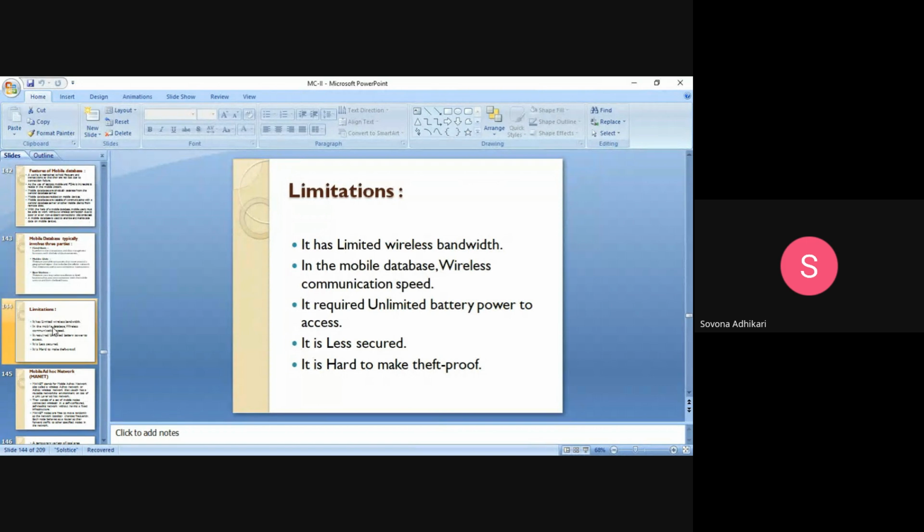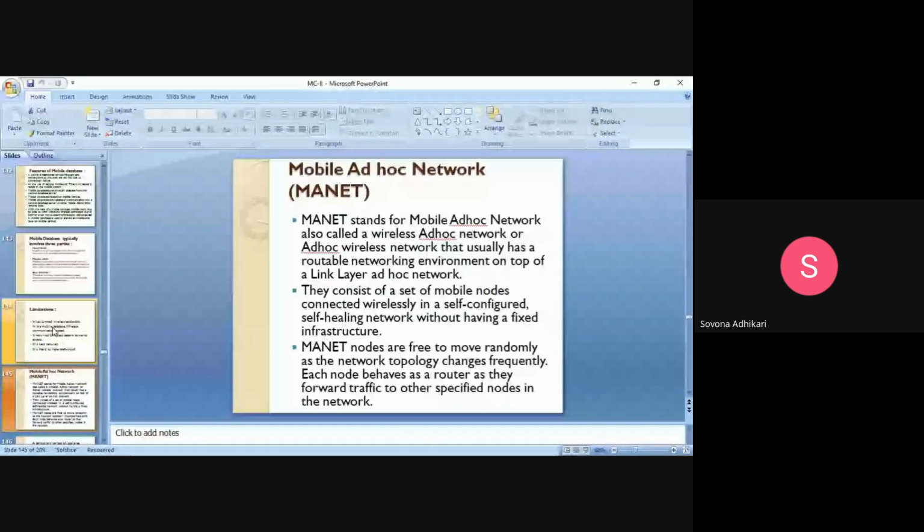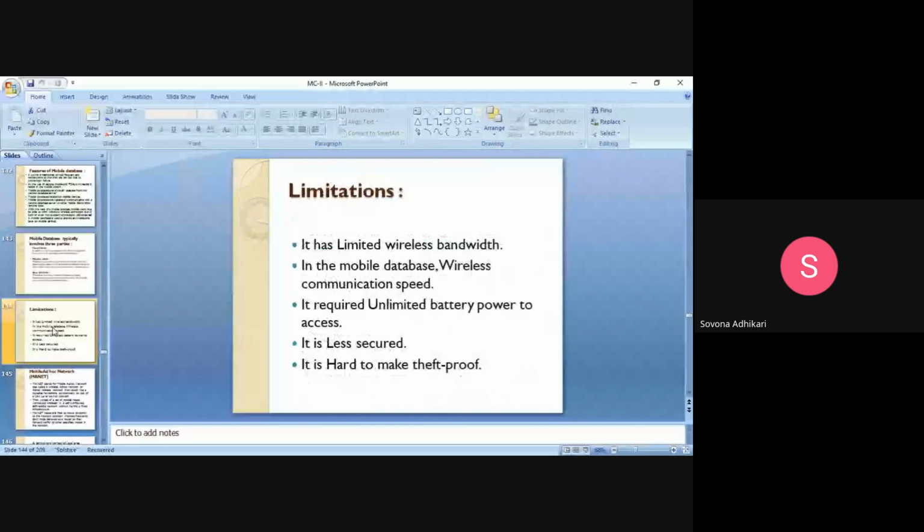It is less secure as it is a mobile wireless connection. Security is a challenge we already discussed. So it is less secure as compared to the physical database. It is hard to make theft proof. Although different techniques are used for security purposes, it is also difficult to make it threat proof. So these are the limitations.